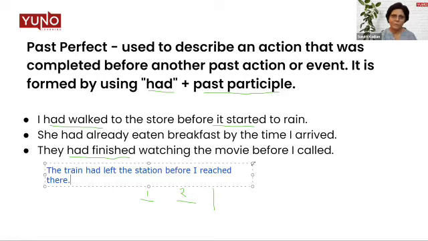Will you be able to remember this simple rule? Two actions of the past. For the first one, use past perfect. For the second one, we use simple past.